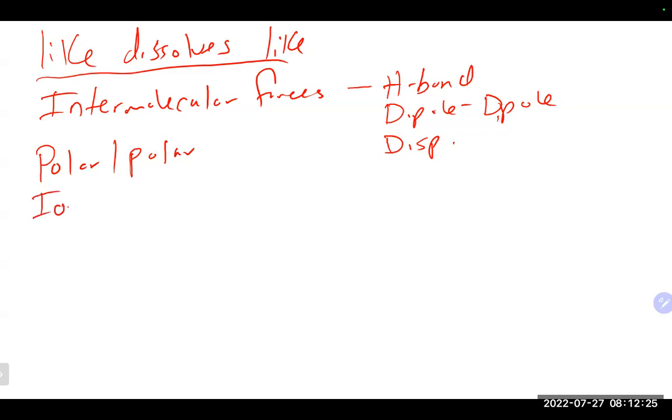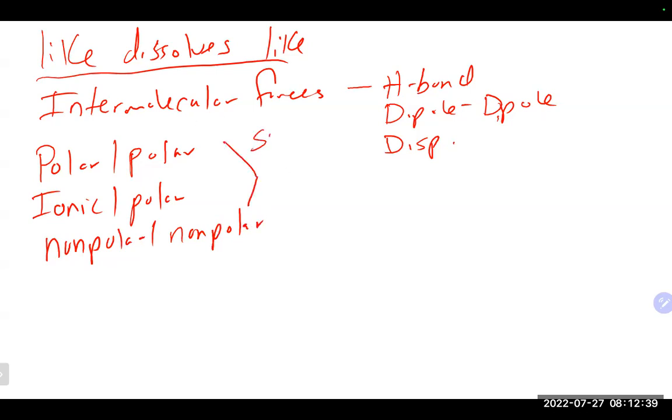Things that are ionic and polar will also be soluble because they can do ion-dipole interaction. Things that are nonpolar and nonpolar are able to be soluble in each other. So all of these should be soluble in each other. While if you cross over, you get something nonpolar and polar together, again, they will usually be insoluble in each other.